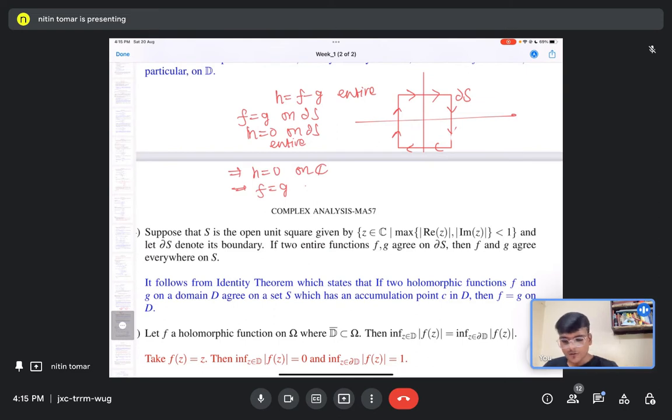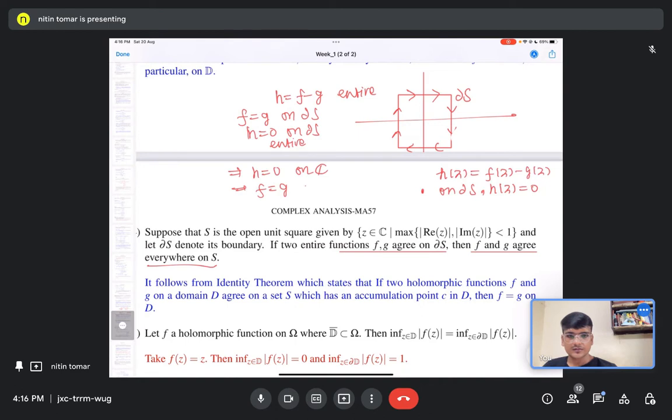Yes. Now you have to show f and g, if f and g agree on some square boundary, then f and g are same everywhere. So you just construct an artificial function h(z) equal to f(z) minus g(z). Now what will be its value on the boundary of the square? Can you tell me? What is the boundary value of h(z)? It will be 0, right? Because f and g agree on the boundary. Agree means they are same.